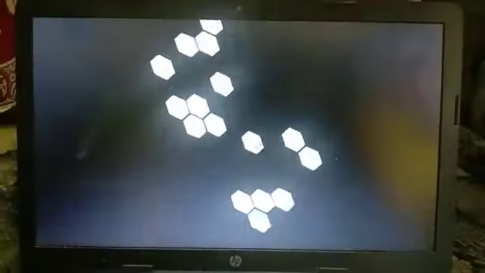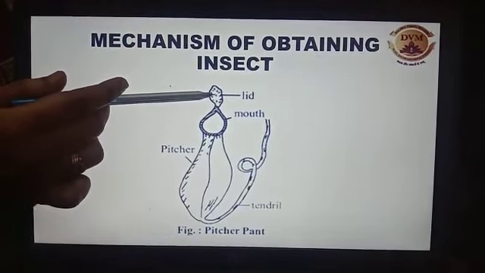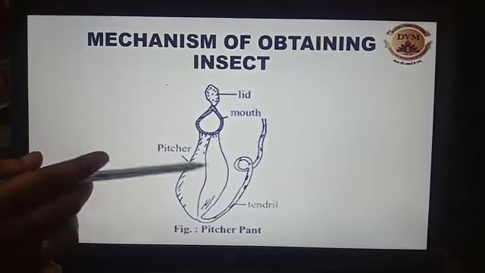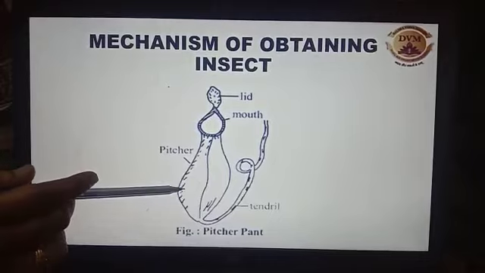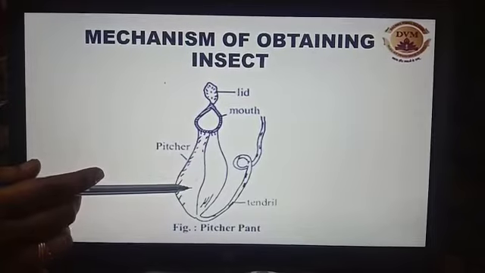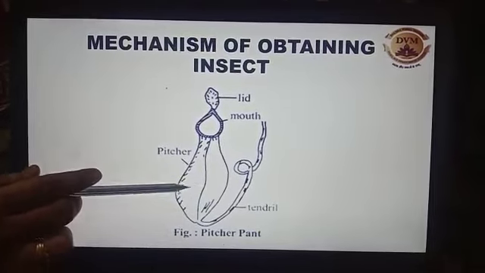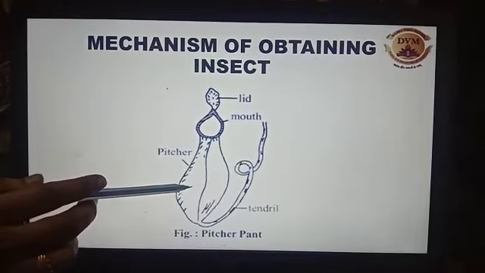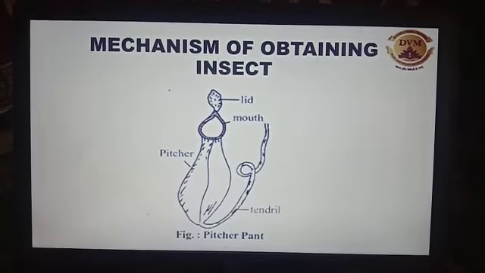Still more clearly, let me tell you again. See, this is the lid. The lid is the modified apex of the leaf, and this pitcher-like structure is the modified part of the leaf, and this is the mouth region. The insects come and sit here and get inside. You can see the hair-like structures present here, and when the insect reaches inside this pitcher-like structure, digestive juices are secreted and the insect is digested. This is the mechanism of how a plant attacks an insect and eats it. This is helpful for the plant to get food and survive.